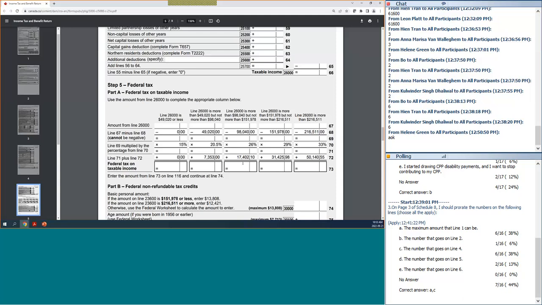So you have to pay 15% on the first $49,020. Then on the next chunk of money, up to $98,040, you pay 20.5%. And then on the next chunk of money, up to $151,978, you pay 26%. And so it will add the correct previous tax bracket income, and then you're just going to be calculating the tax on the top portion.